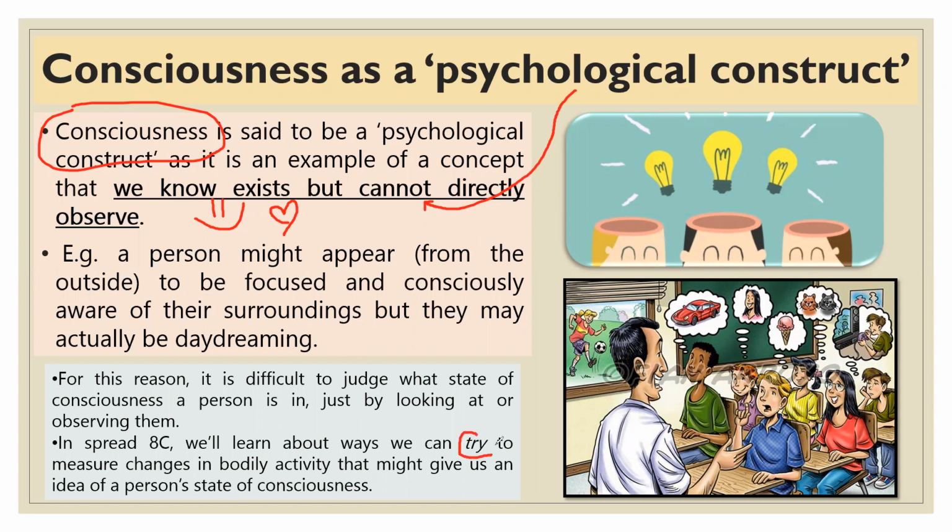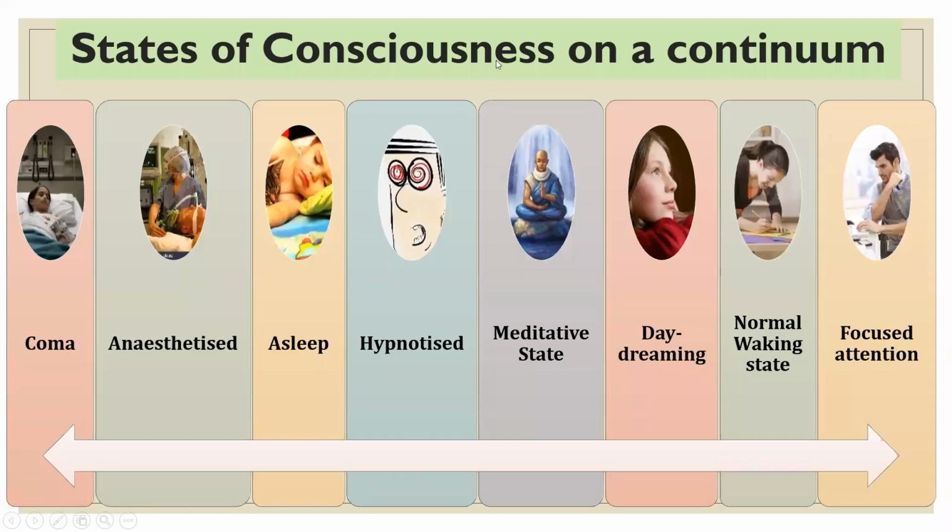But again, like I said, we can try to measure those changes. And in 8C spread, we're going to be looking at some of the machines or technology or equipment that we can use to try to make a judgment or estimate the changes in consciousness that a person goes through. We can do this by looking at changes in brainwave activity and all that kind of stuff. So that is basically consciousness as a psychological construct. So let's go to the next slide.